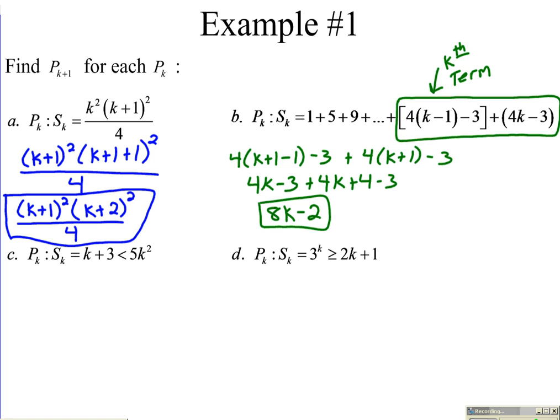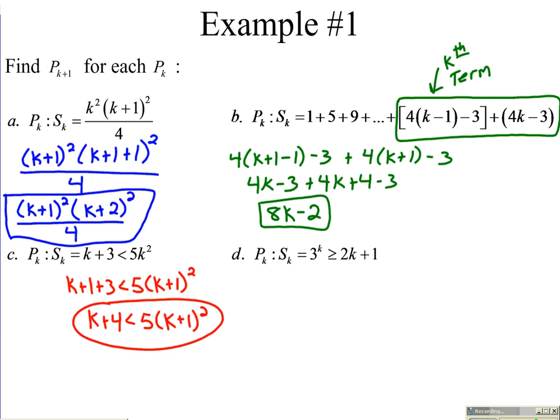Part C. Again, plug in k plus 1. k plus 1 plus 3 is less than 5 times k plus 1 squared. k plus 4 is less than 5 times the quantity k plus 1 squared. Finally, D, same thing. Put in k plus 1. 3 to the k plus 1 is greater than or equal to 2 times k plus 1 plus 1.